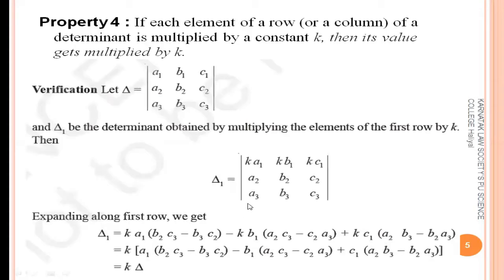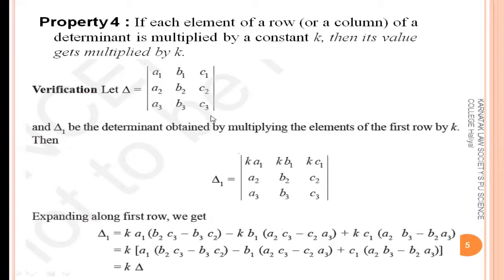Next, we already discussed properties 1, 2 and 3. Now the fourth property: if each element of a row or column of a determinant is multiplied by a constant k, then its value gets multiplied by k. If any row or any column is multiplied by some constant, then the determinant value delta is also multiplied by k. Or by this property, we can take out any common factor from any one row or any one column of a given determinant.